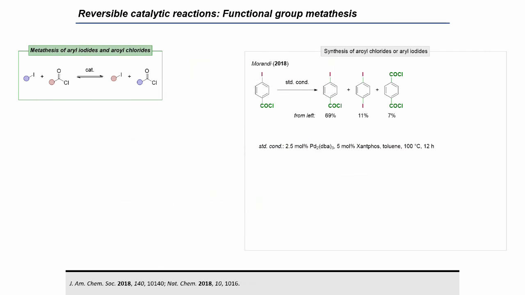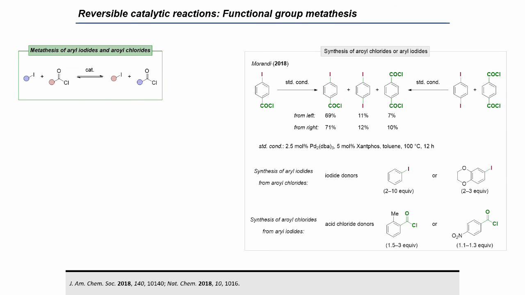An example of a functional group metathesis process was described by the group of Morandi. They demonstrated that under palladium catalysis, aryl iodides and aryl acid chlorides can exchange their iodide and acid chloride functionalities. The reversibility of this process was demonstrated through a simple control reaction wherein either iodobenzoyl chloride or iodobenzene and benzoyl chloride were subjected to the standard reaction conditions. This resulted in the formation of an equilibrium mixture of all three possible products.